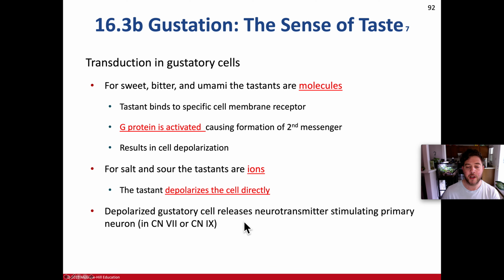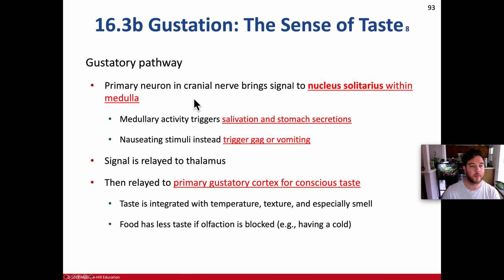Depolarized gustatory cells release neurotransmitters stimulating primary neurons either in cranial nerve 7 or 9, your facial or your glossopharyngeal. Your primary neuron in the cranial nerve brings a signal to the nucleus solitarius within the medulla. Your medullary activity triggers salivation and stomach secretions, so kind of prepping ourselves for digestion. Nauseating stimuli instead trigger gag or vomiting reflexes.